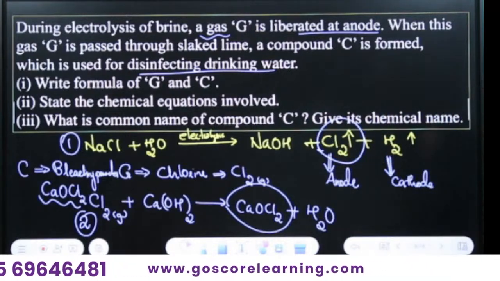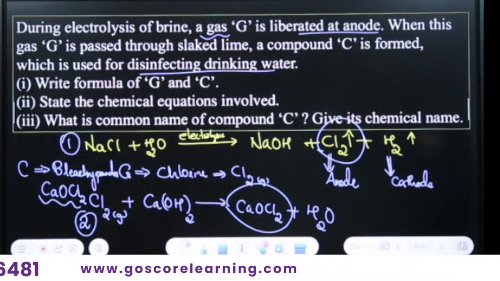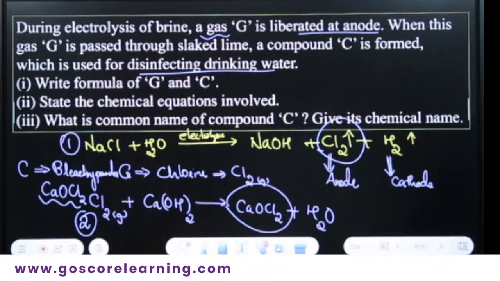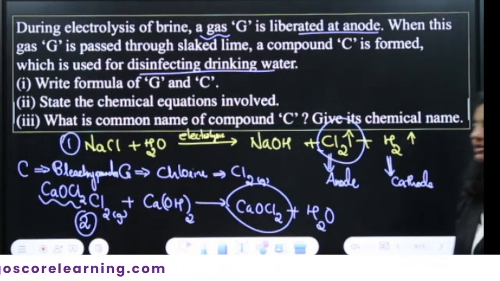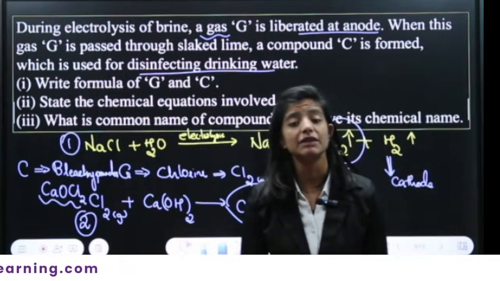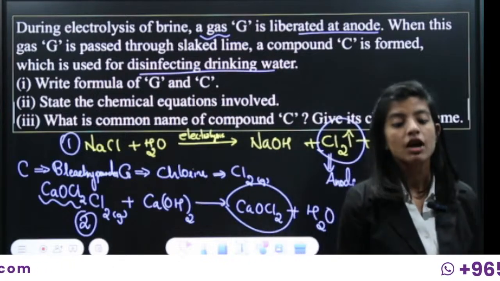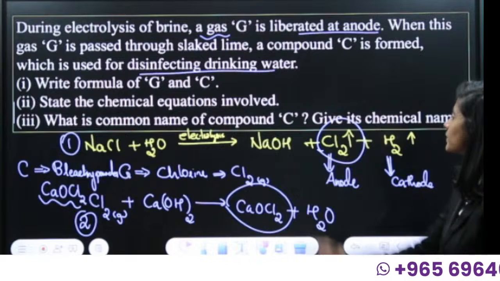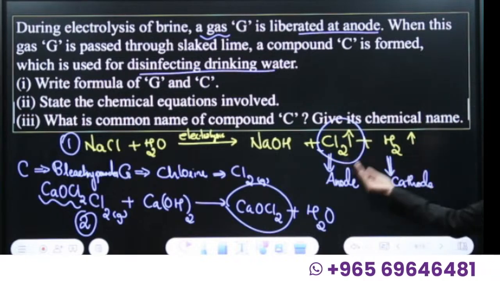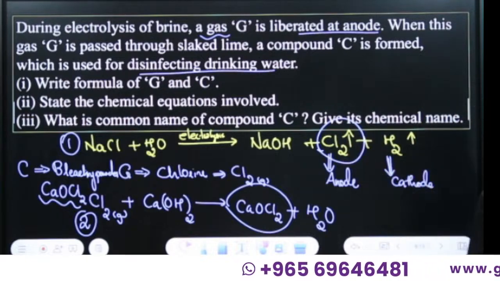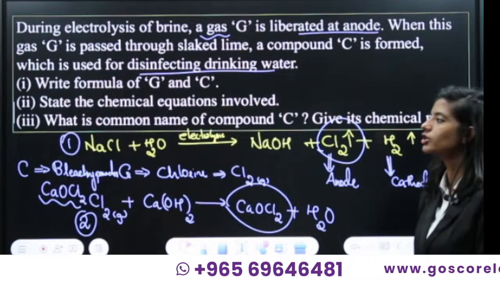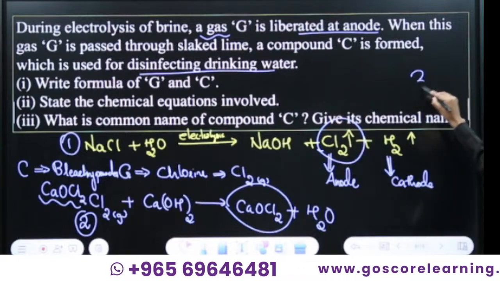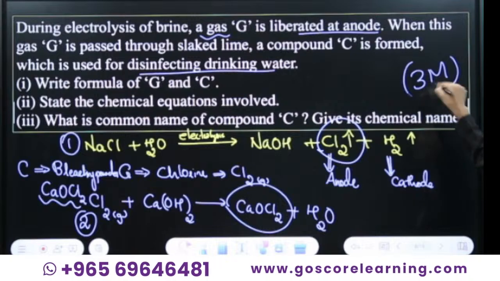Okay. Now, what is the common name of compound C? Compound C is your bleaching powder, okay, and the chemical name that you can give for that is calcium hypochlorite or calcium oxychloride. Now, give its chemical name. We already gave it, right? That's it. That's about the question. If you write this much, 3 marks. 3 marks is in your pocket, guys.